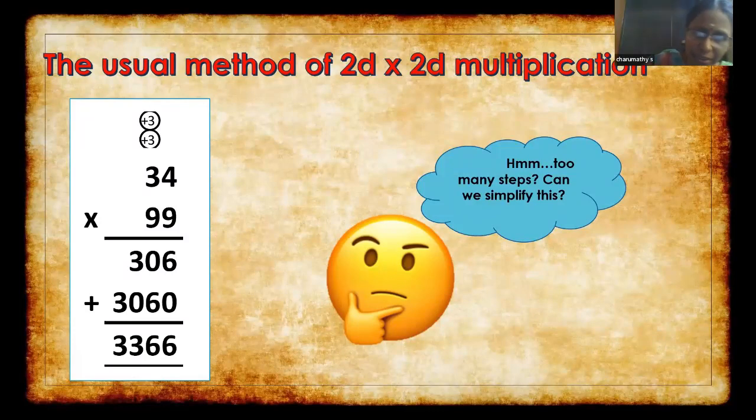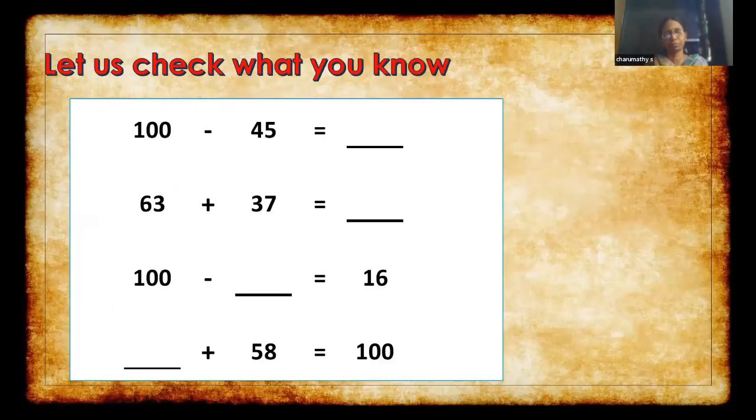32 into 99. We ask them to do the steps. Of course, 9 4s are 36, carry over. Then again, 9 3s are 27. They write and they find the answer. So it involves 3 steps. But before that, if they don't know the 9th table, gone. So now, how to simplify this?